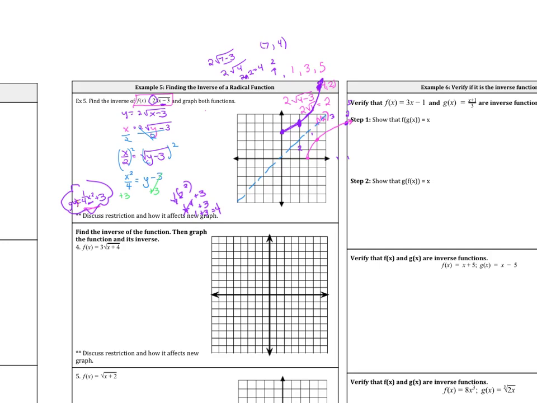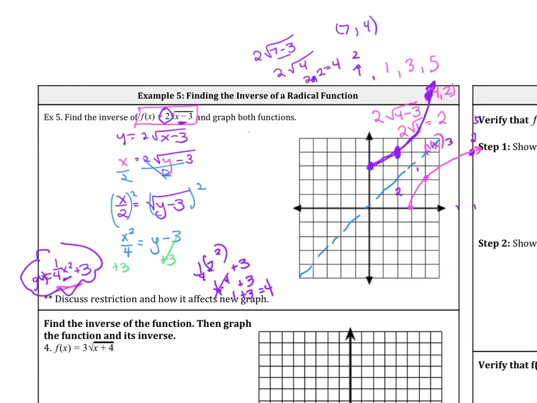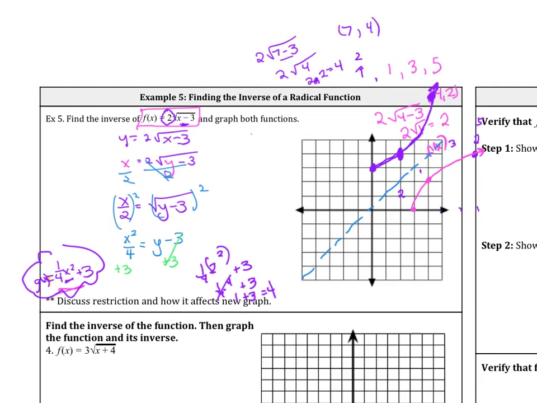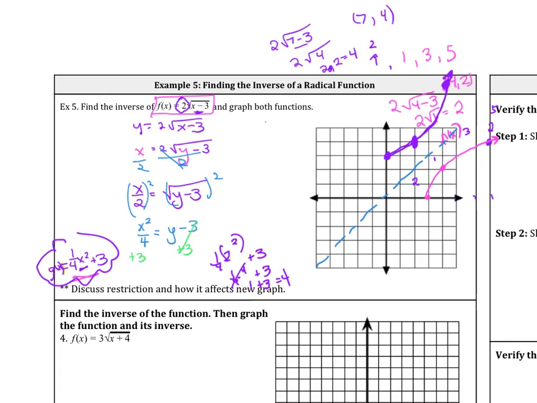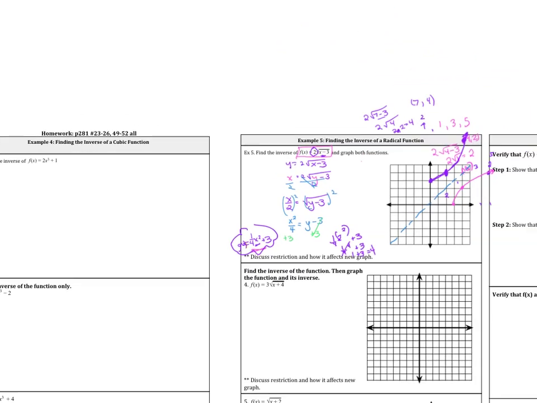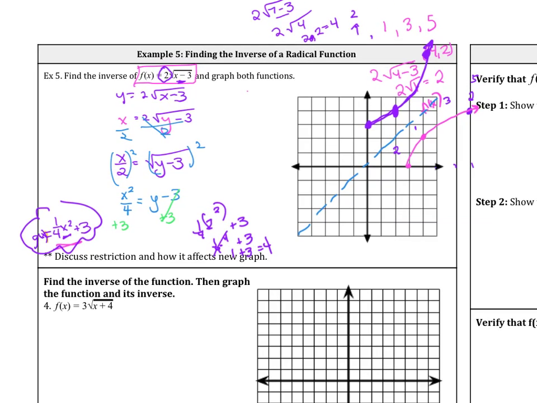This is a parabola, and I need to restrict it. Sorry, let me go back to that. And notice, I only graphed the right side, right? I knew that I didn't need to graph the left because the pink is only like half a rainbow, so I only needed half of the parabola. So if you notice from our previous example, it was restricted.